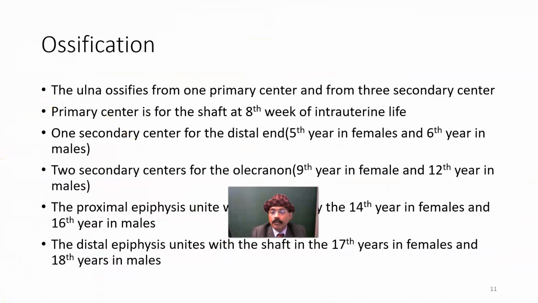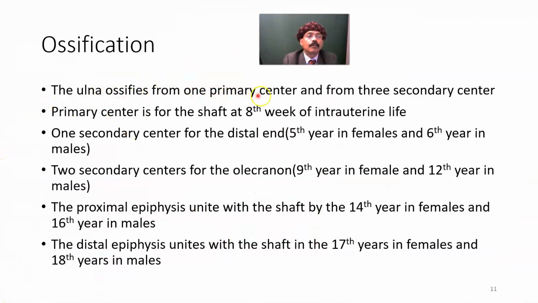Ossification: we have 4 centers of ossification, 1 primary center and 3 secondary centers. The primary center for the shaft arises at 8 weeks of intrauterine life, 1 secondary center for the distal end, and 2 secondary centers for the olecranon. Remember that we have 4 centers of ossification, one primary, three secondary. They will unite at different stages of life, but it depends on the sex and nutritional status of a person.